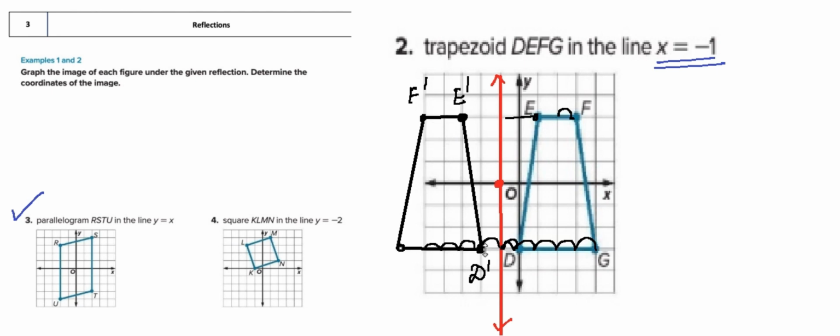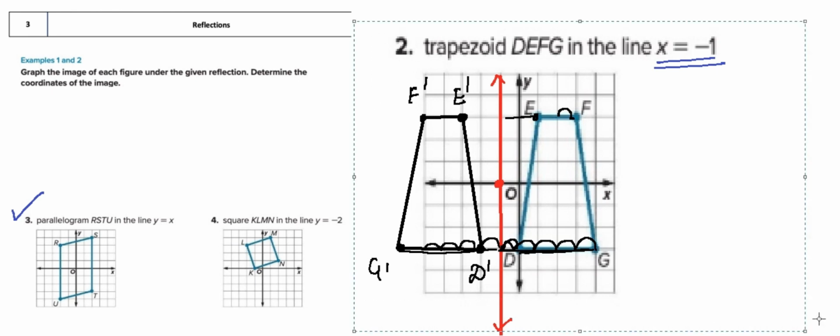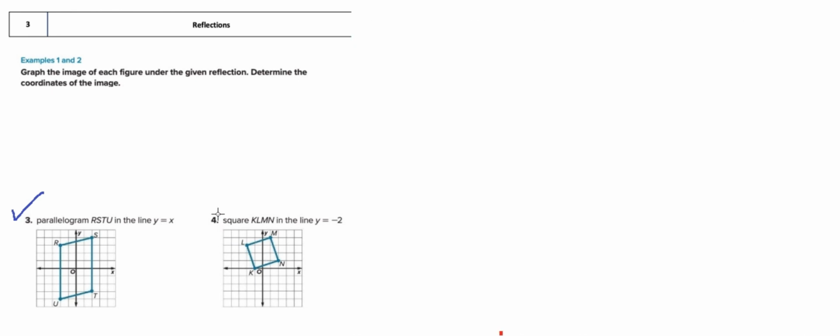So this is the reflection of this, and this point is g dash. You just have to see how far away g is from the red line. It is 5 units, 5 boxes you have to go from the red line on this side. So this is how we reflect whenever the line x is equal to minus 1 or any number is given. Similarly, look at question number 4.